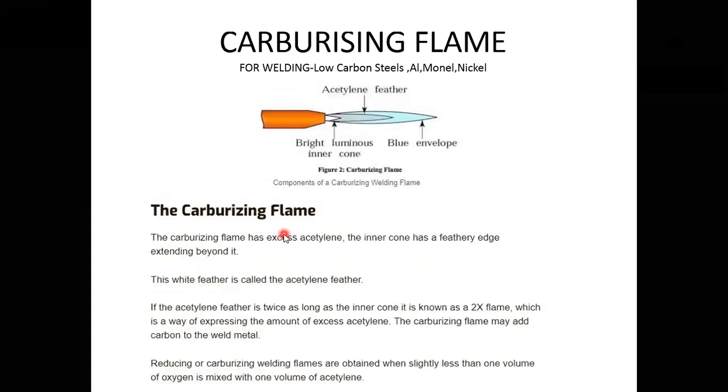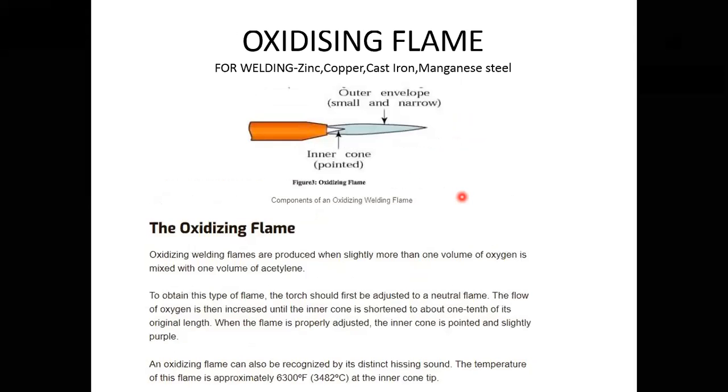The next one is the carburizing flame. You see that the three zones are clearly visible. In carburizing, the acetylene percentage is more compared to the oxygen percentage. Okay, so look here. This is the oxidizing flame. Here you see the inner core, and this is the outer envelope. These are very clearly visible.